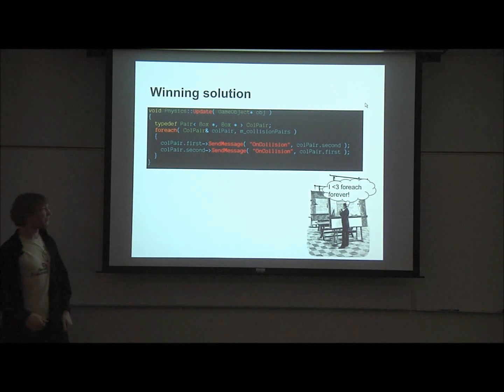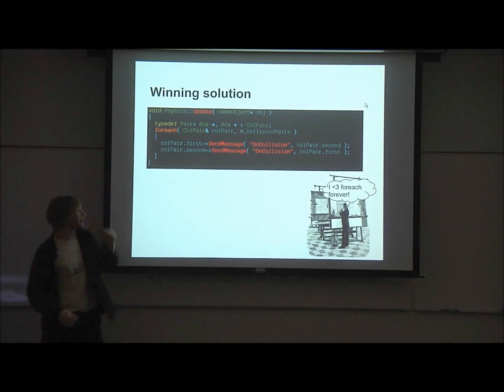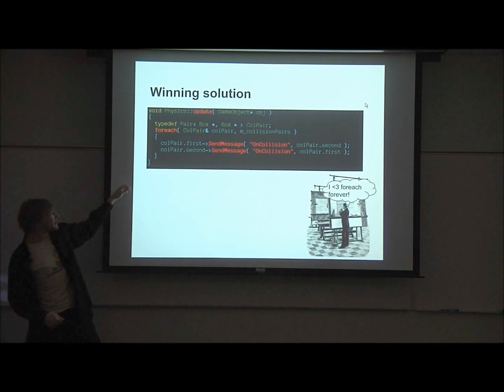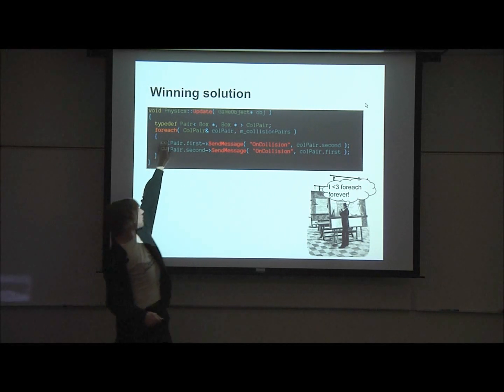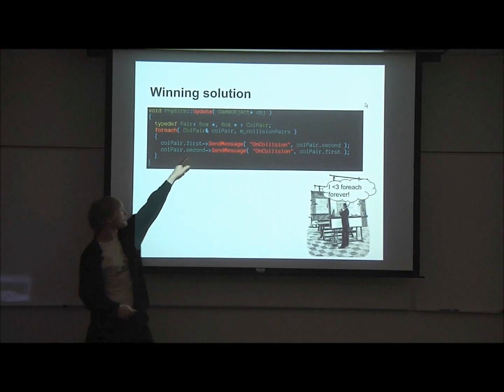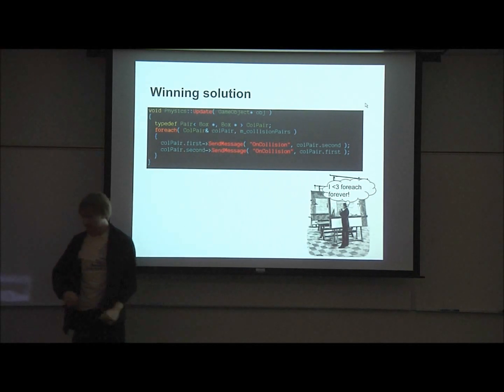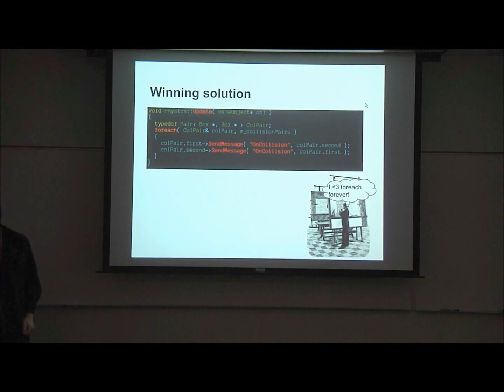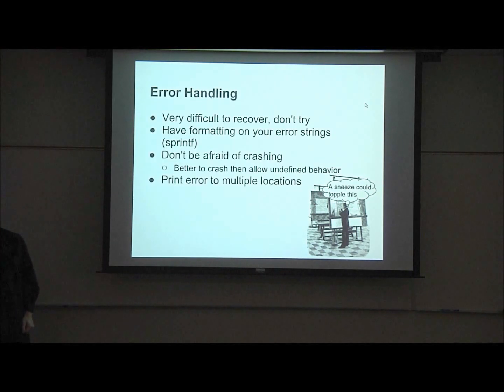OK. Well, in that case, I find this to be the most readable out of all of those. So here you can say it's like for each collision pair in M collision pairs. And we can very obviously see what the type is. Very readable. Very easy way to iterate. It's good times.